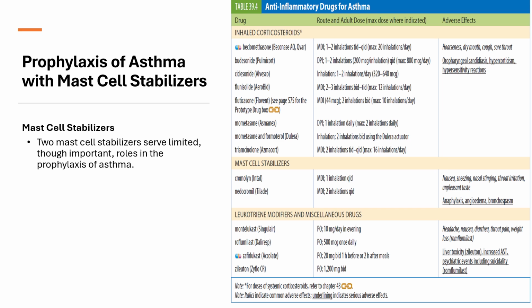Nedocromil has actions and uses similar to those of cromolyn. Administered with an MDI, the drug produces adverse effects similar to those of cromolyn. Although the longer half-life of nedocromil allows less frequent dosing, patients often experience a bitter, unpleasant taste, which is a common cause for discontinuation of therapy. An ophthalmic form, Alocril, is available to treat allergic conjunctivitis.